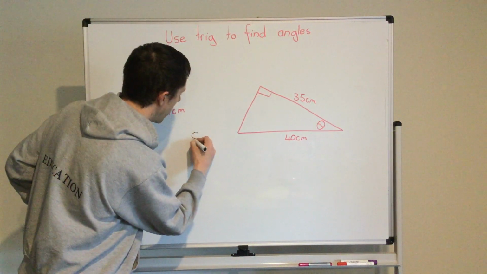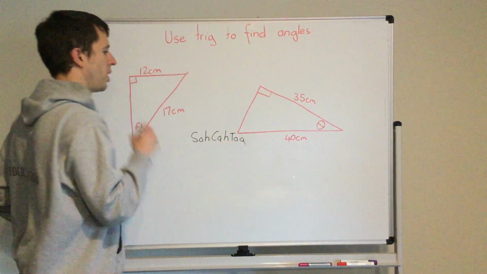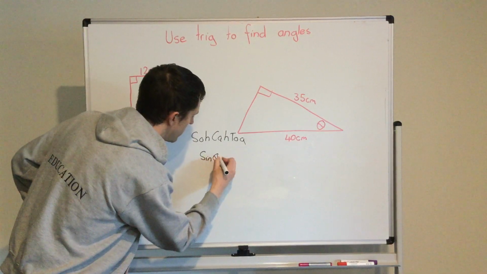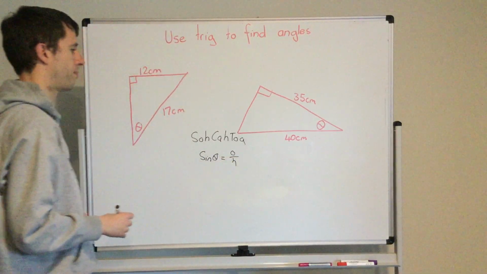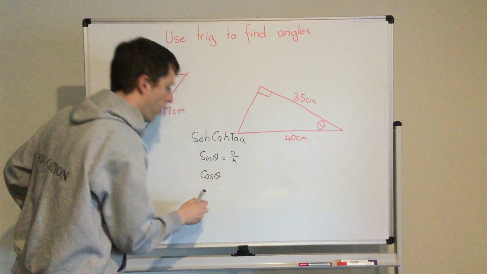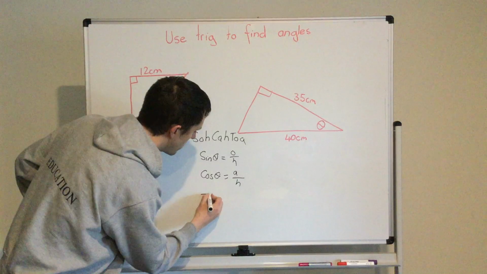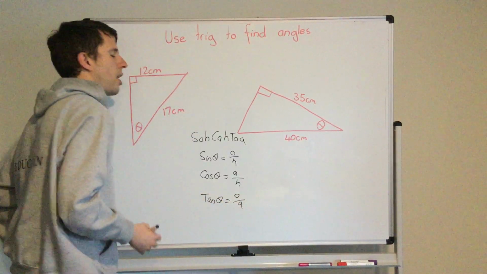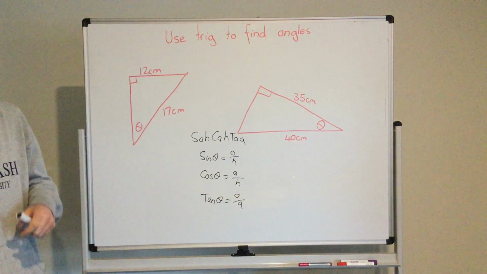So our relationship comes back to SOH CAH TOA. If you forget what that means, it means that we've got sin alpha, the angle, equals opposite over hypotenuse. Cos alpha equals adjacent over hypotenuse, and tan alpha again equals opposite over adjacent. So I like to write them down before I get started. Now I can look at what information I have.